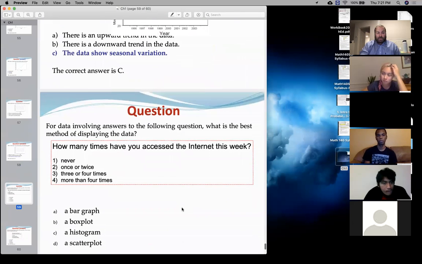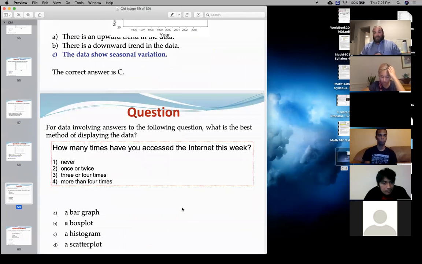And the last one of this packet, and then we'll take a break, and then we'll go into chapter 2. For data involving answers to the following question, what is the best method of displaying the data? The question is, how many times have you accessed the internet this week? Never, once or twice, 3 or 4 times, or more than 4 times. We take a poll, we get our responses, and we want to graph them. So do we do A, a bar graph, B, a box plot, C, a histogram, or D, scatter plots? I'm going to give you a couple seconds to think about it.